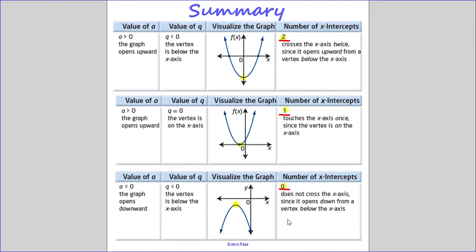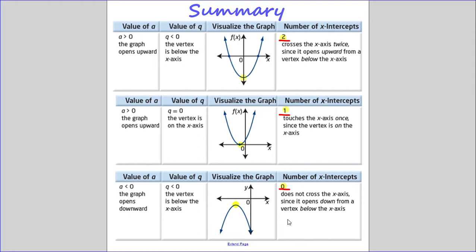So a kind of summary of this, this would be something that might be helpful for you to jot into your book, just as kind of a guide to follow. So the value of a, if a is greater than 0, then the graph opens upward. If q is less than 0, then the vertex is below the x-axis. So those are the cases where you have two distinct roots. Likewise, I could have a being less than 0 and q being greater than 0, and I end up with the same thing in terms of the two distinct roots.